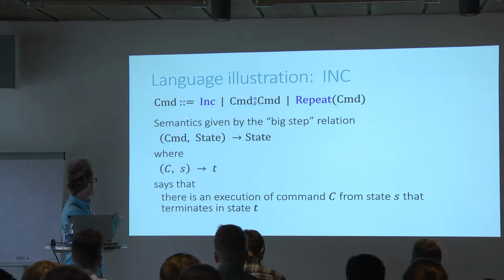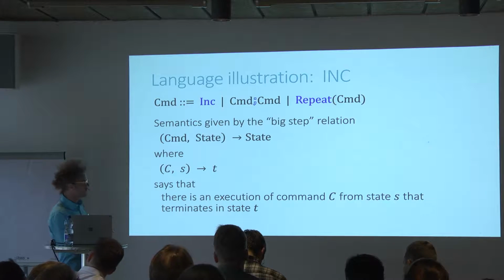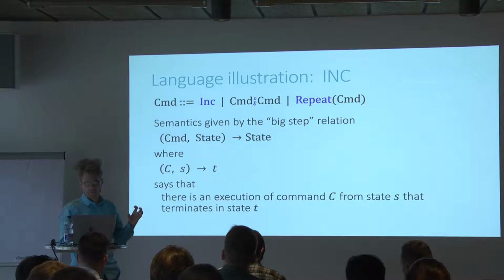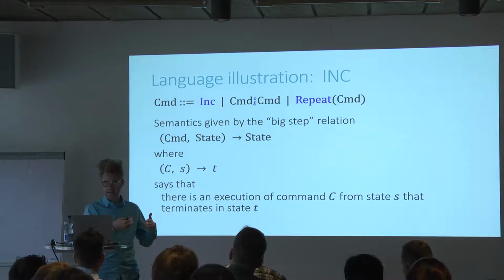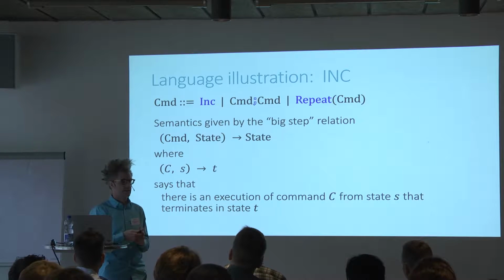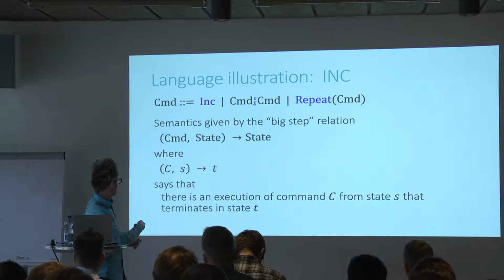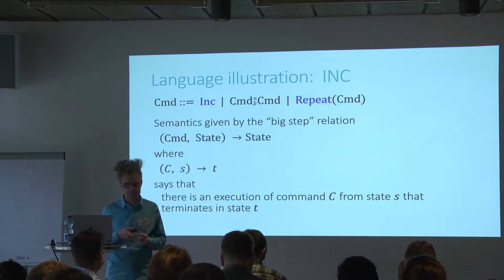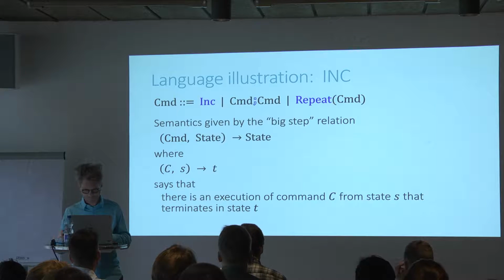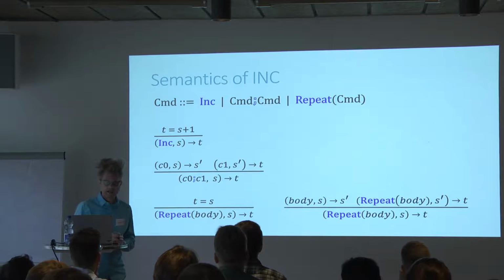But this is what CST is saying: there is some execution of the command C that, if you start it in state S, will terminate in state T. It does not say that there could not be many other executions, but this says that this is a possibility in the language. Okay, so how do we define this?